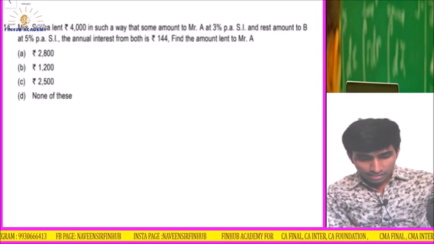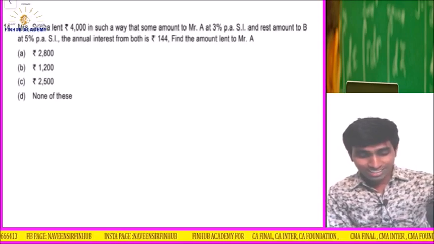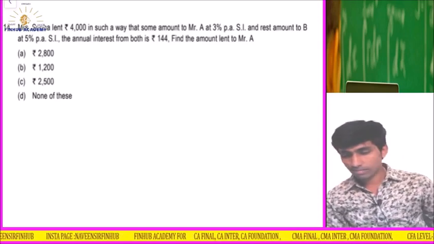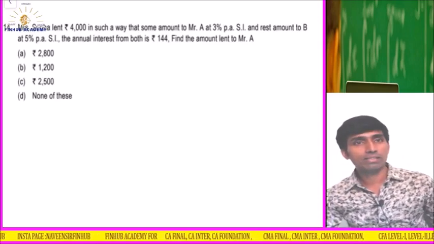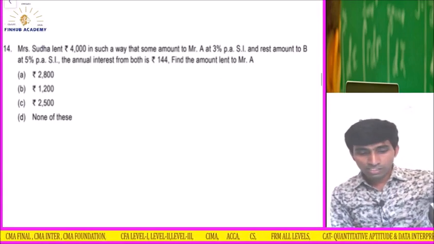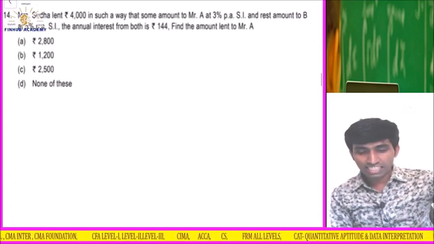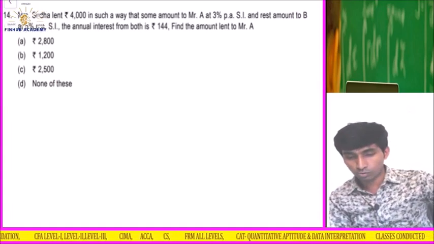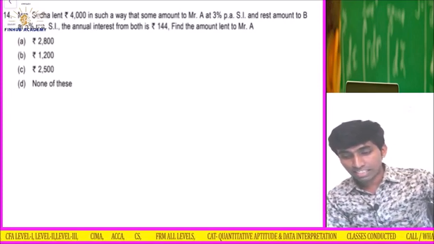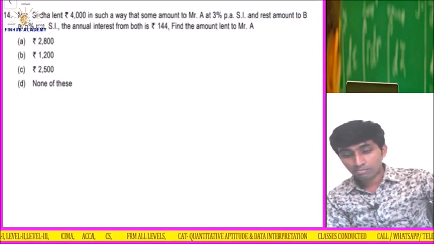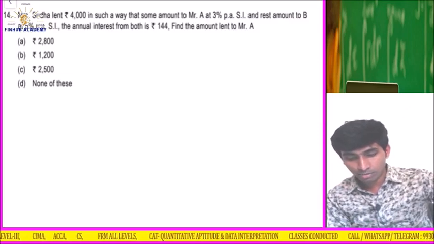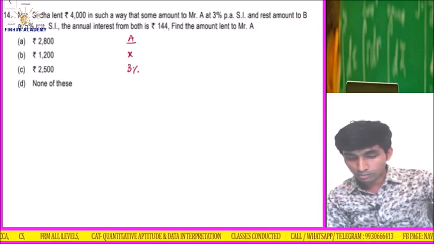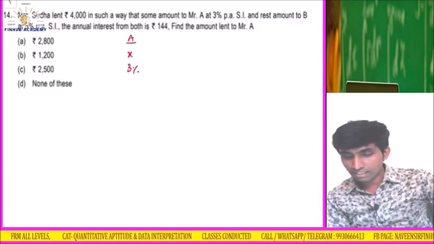Okay, listen. Miss Sudha lent 4,000. So Miss Sudha lent 4,000 in such a way that the total amount lent is 4,000. So the total principal is 4,000. Such a way that some amount to Mr. A, let the amount lent to A be X at 3%. Okay, simple interest obviously.